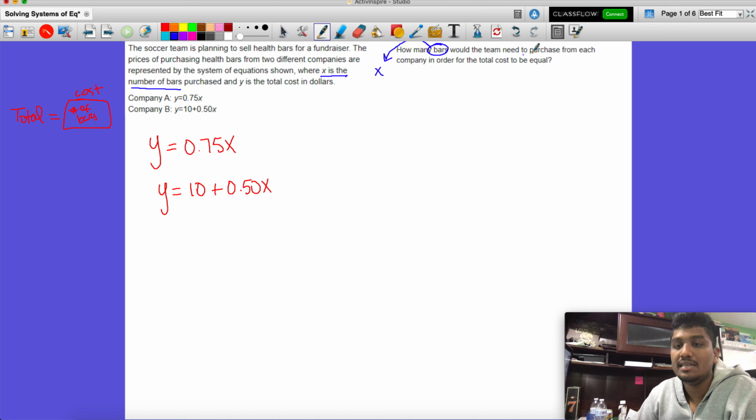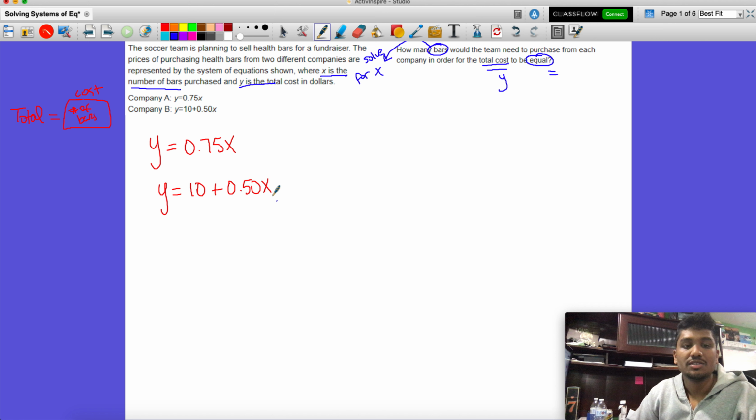Would the team need to purchase from each company in order for the total cost to be equal? Everything is in the problem, so you have to read the question. Every word means something. How many? It means that we're solving for x. Would the team need to purchase, so we're buying them, from each company, that's A and B, in order for the total cost? What represented the total cost? Y is the total cost. For them to be equal, what do you normally associate with the word equal?